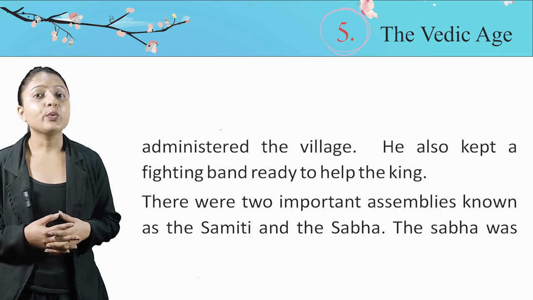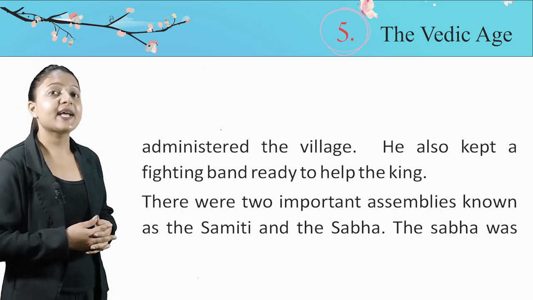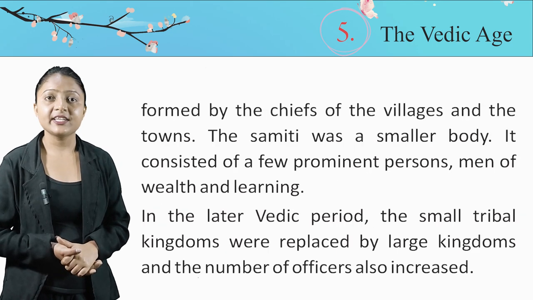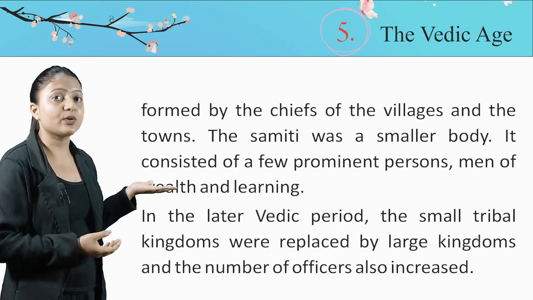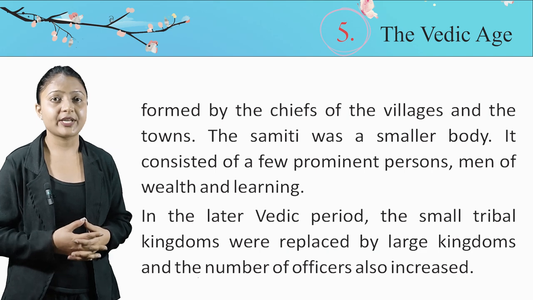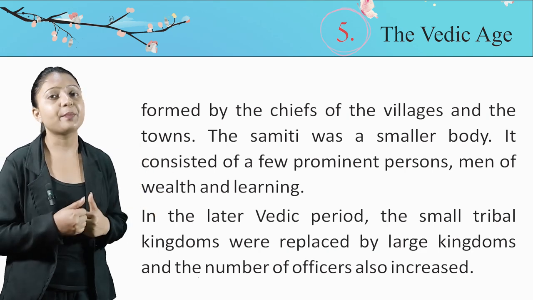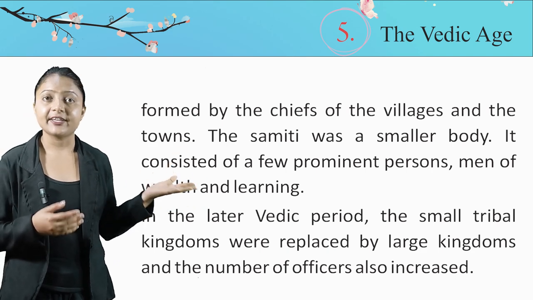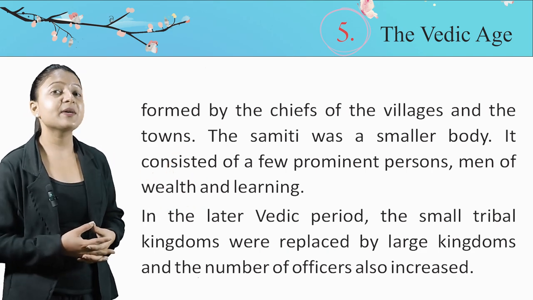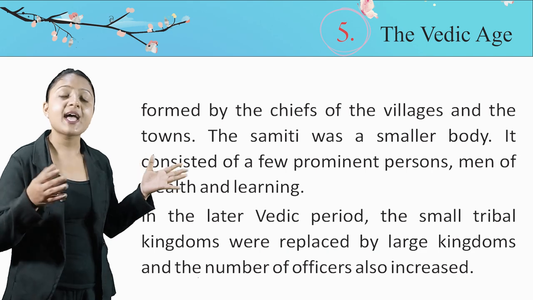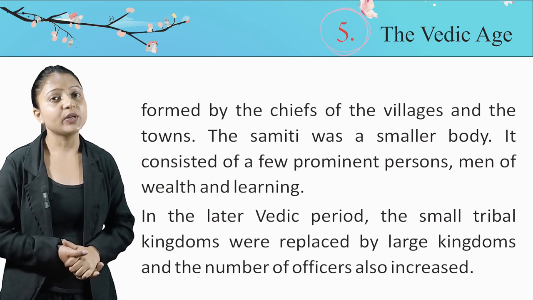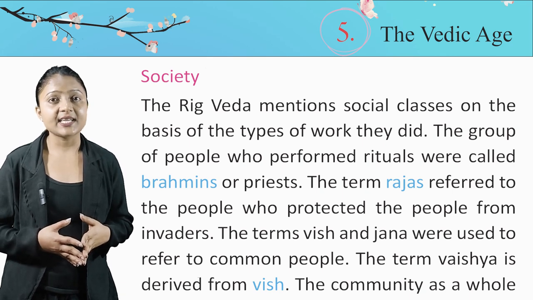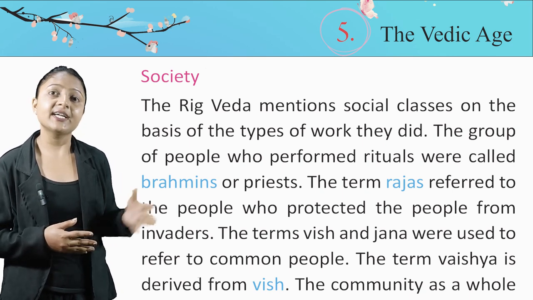There were two important assemblies known as Samiti and the Sabha. The Sabha was formed by the chiefs of the villages and towns. The Samiti was a smaller body. It consisted of a few prominent persons, men of wealth and learning. In the later Vedic period, the small tribal kingdoms were replaced by large kingdoms and the number of officers also increased.